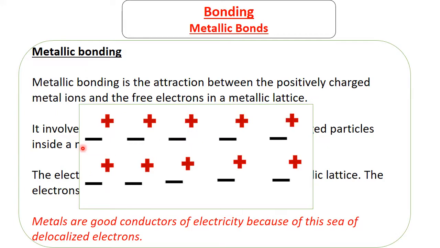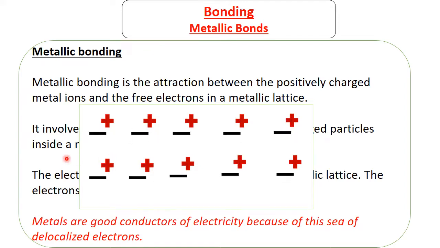Electricity is just the movement of electrons in a substance. So these are free to move. Therefore, this gives metals the property of being good conductors of electricity.